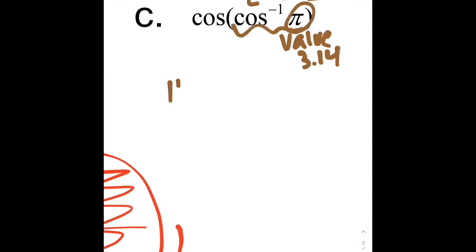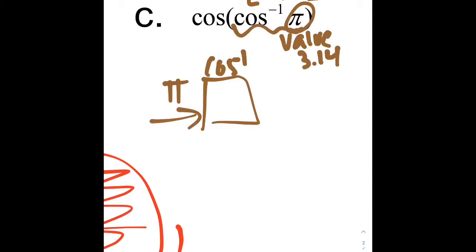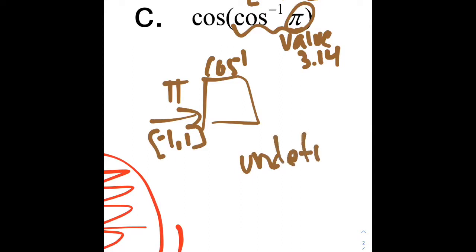In this problem, pi is the argument of an inverse cosine. So this is not an angle. This is a value. So we're saying take the inverse cosine of 3.14. Well, my domain has to be between -1 and 1. 3.14 is not in that value, so there is no output. If I try to put pi into the inverse cosine, all of these inputs have to be between -1 and 1. It is not, so this answer is undefined.